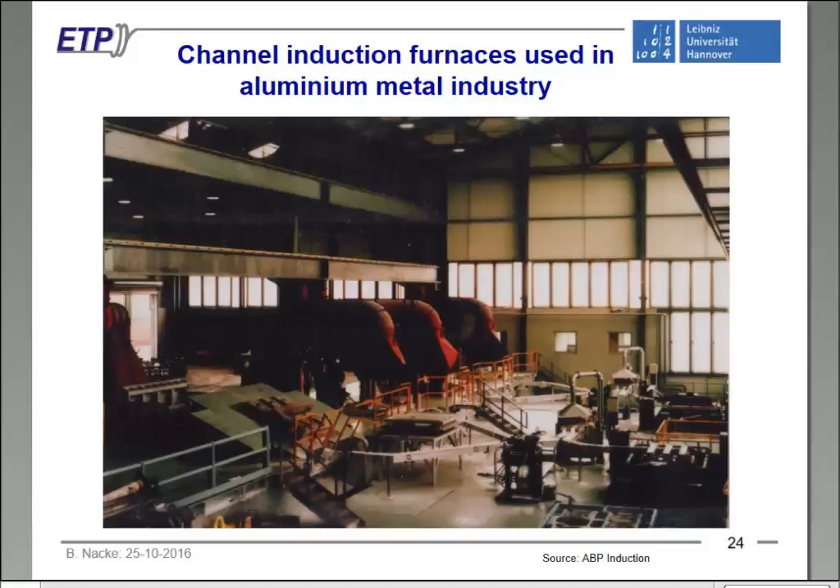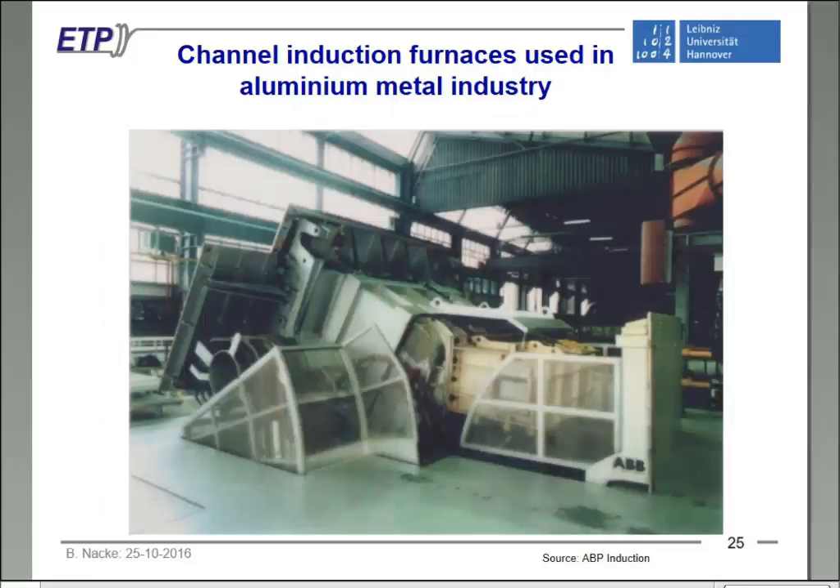Here you see a photo of one plant, an aluminium melting plant with 4 aluminium melting furnaces, which then feed a pouring system here. And here you have a look at the backside of the furnaces. Here is one inductor. Here, under the bottom, is a second one.